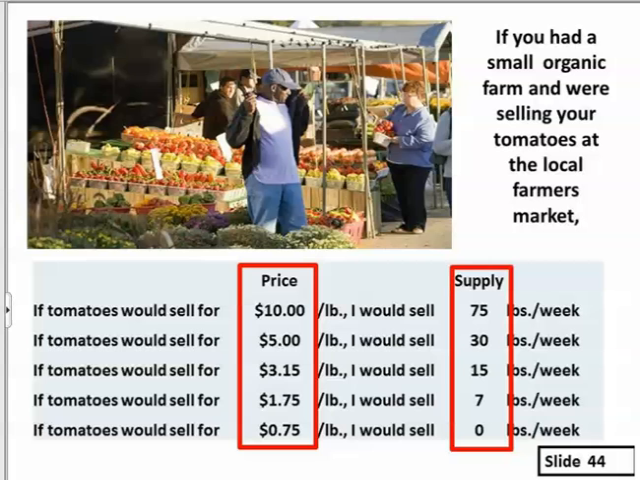If the price was a little bit lower, say $5, you might only want to sell 30 pounds. If the price got down to $3.15, you probably wouldn't want to sell very many. You'd sell what you had, but you wouldn't go crazy to get a lot more, because the price is getting so low. By the time the price fell to $1.75, by then, you're just going to sell the extras you have laying around, and that's about it. By the time the price drops to 75 cents, you're going to say, the heck with it. It's not even worth my gas to go there. And so therefore, you're not going to sell any.